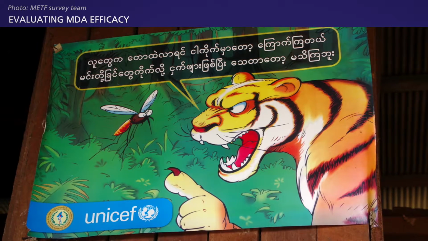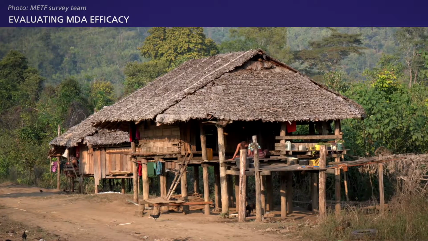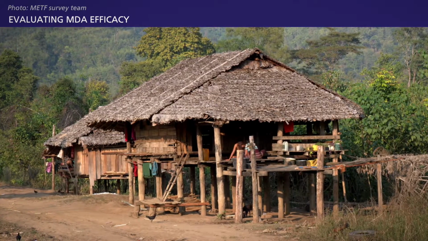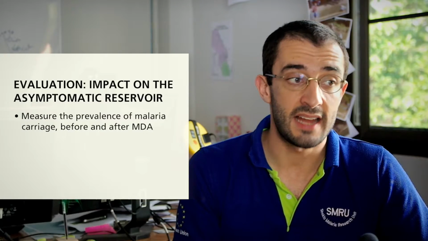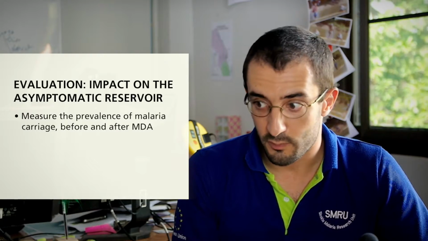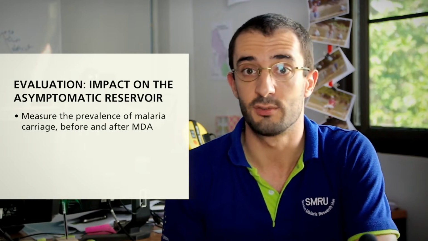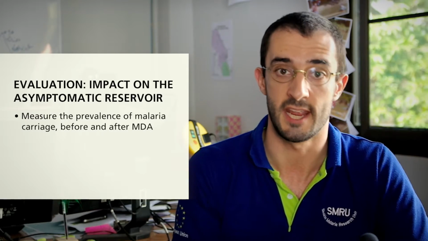The next question to address is monitoring the efficacy of the intervention. So the aim of MDA is to reduce asymptomatic submicroscopic parasite carriage. This means that in order to assess the impact properly, you want to measure the state of the asymptomatic reservoir before and compare it to after the survey, the MDA.